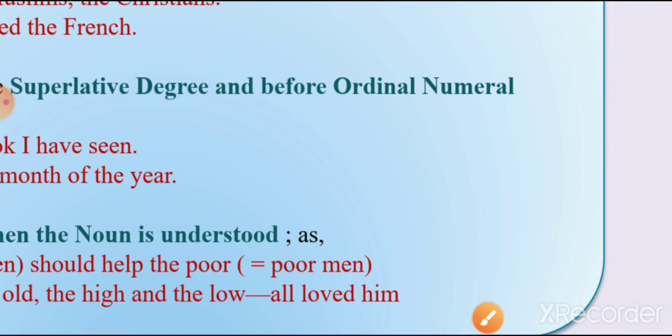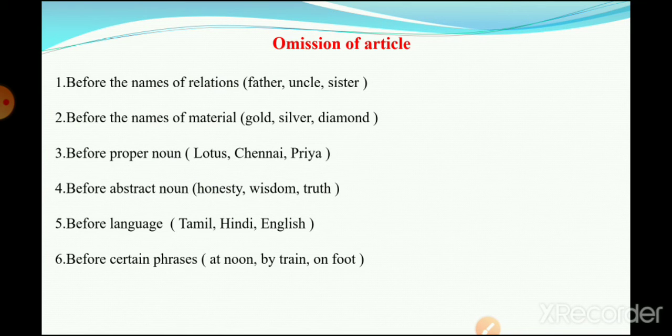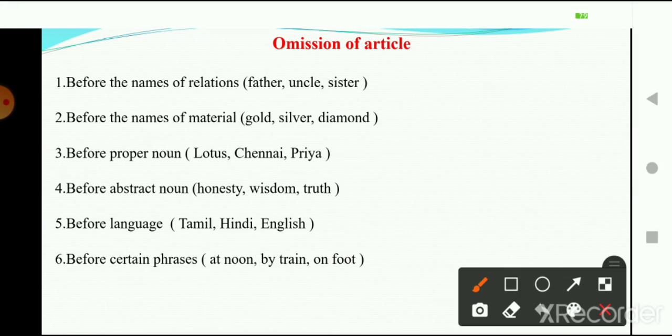Now we are going to talk about, students, the omission of articles, that where we should not use articles. So first is before the names of relatives like father, daughter, uncle. We are not going to use article the before these relationships. We use articles to define, to demonstrate, as in demonstrative adjectives, right? So we are not going to use the articles before the names of relatives.